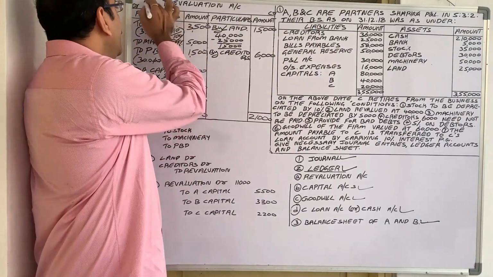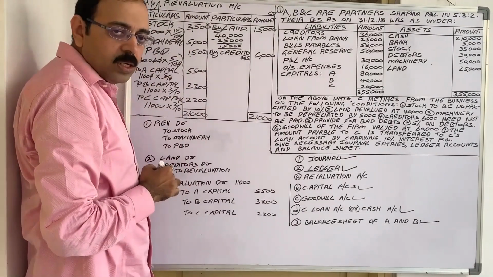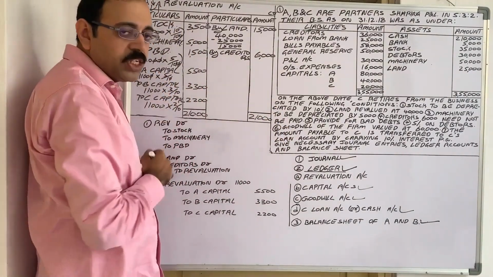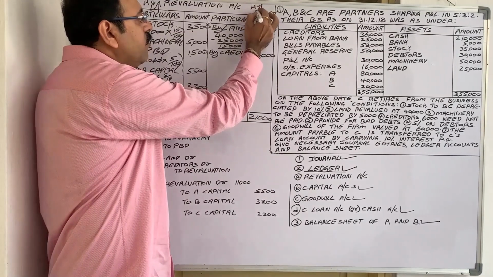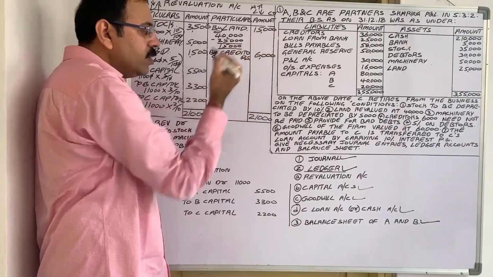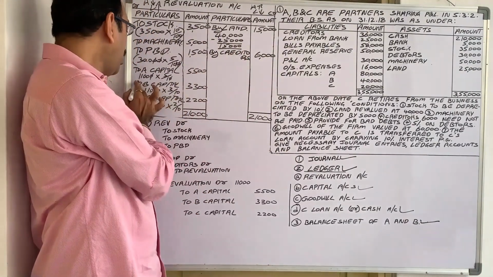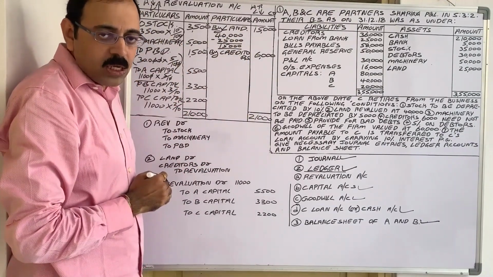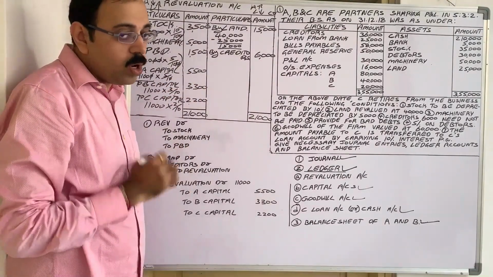When a loss comes, when asset value decreases or liability value increases, in that revaluation all these losses we debit to the revaluation account. And when a profit comes, when asset value increases or liability value decreases, all these adjustments we write on the credit side. Now finally in the revaluation account there is a profit of 11,000 rupees, the difference between credit and debit totals. Now this difference we have to transfer to all partners' capital accounts in the old ratio.